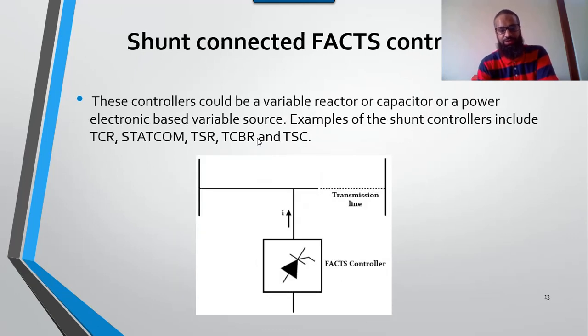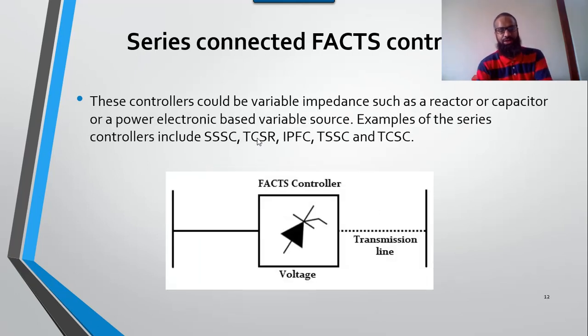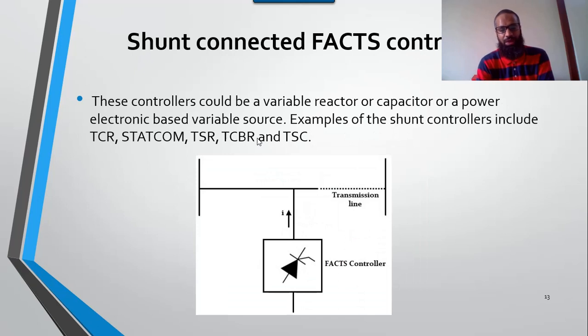And when the FACTS devices are connected in parallel, it is known as shunt connected FACTS controller. The common types of shunt connected FACTS controllers are TCR, TSR, STATCOM, TCBR, and TCS. These are commonly used for the shunt connected. Similarly, when we use multiple series connected systems, then it is called combined series FACTS controller. And if we use one series and one parallel combination, then it is called series-shunt controller.